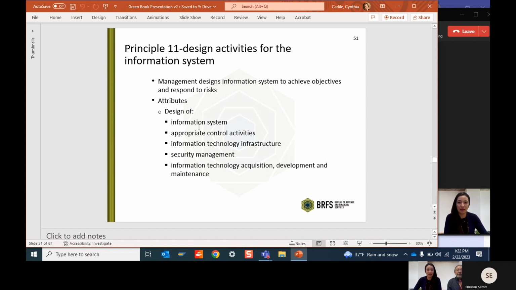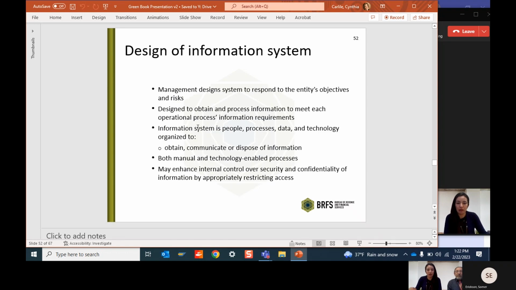Okay. So on to Principle 11, still under control activities. The attributes under this principle are the management's design of the information system, appropriate control activities, information technology infrastructure, security management, and information technology acquisition, development, and maintenance. So a little bit more about the design. Obviously, every single one of these control activities and risks are designed by management to respond to the objectives and risks. The point here is to obtain and process information to meet each operational process's information requirements.